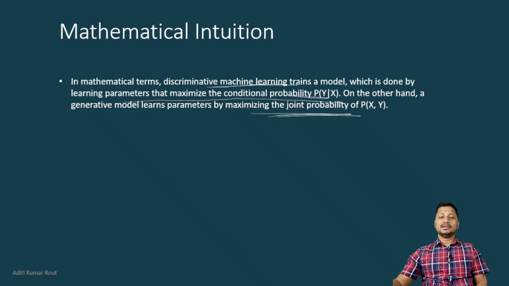Basically, the generative model is using an optimization technique to maximize the joint probability.